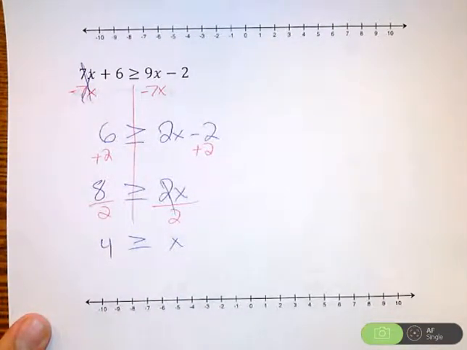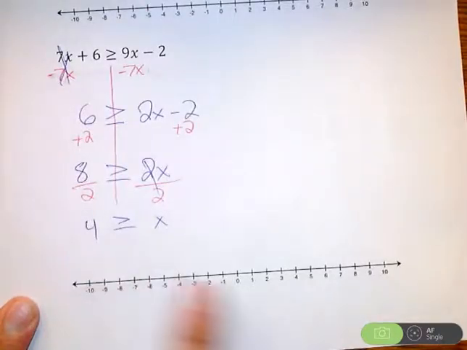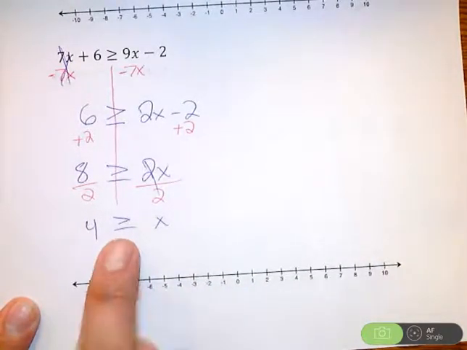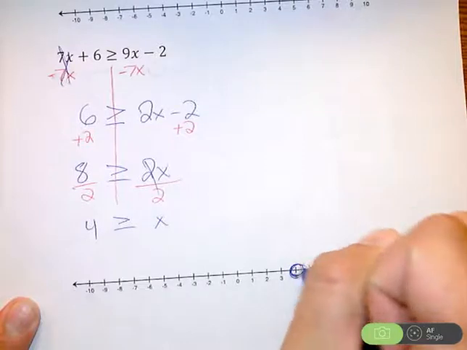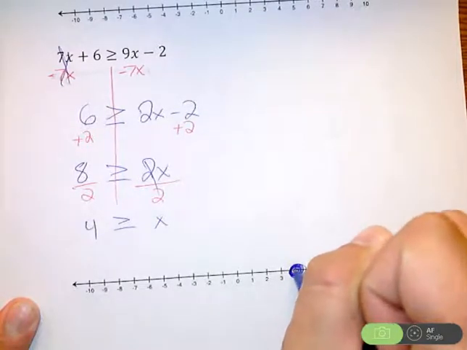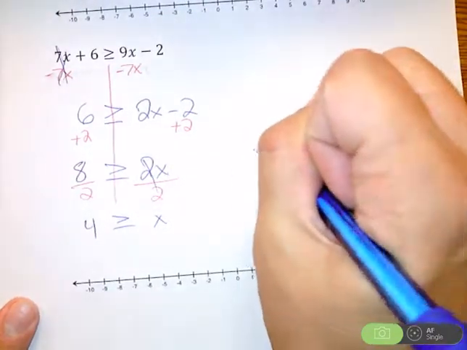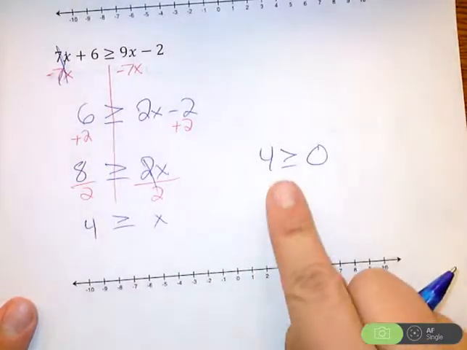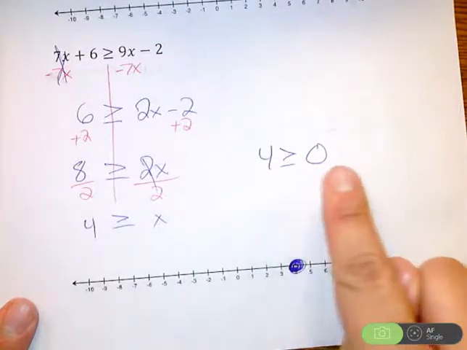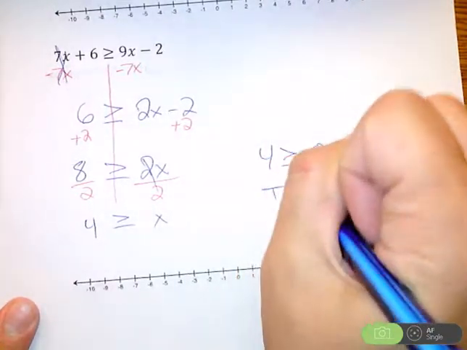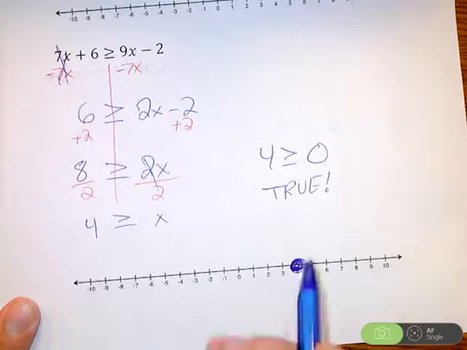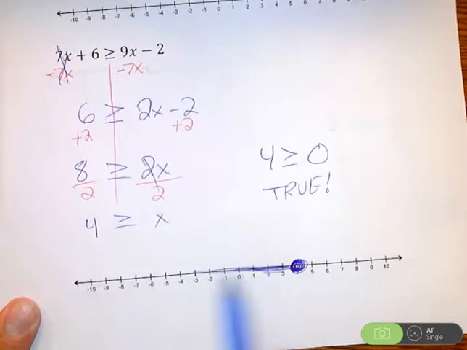Now we're ready to graph. I'm going to go to 4. Because it's a greater than or equal to, we're going to have a filled-in circle. And then we just have to figure out, do I shade towards the 0 or away from the 0? So I'm going to plug in 0. 4 is greater than or equal to 0. That is true, so we're going to shade towards the 0, which is to the left.